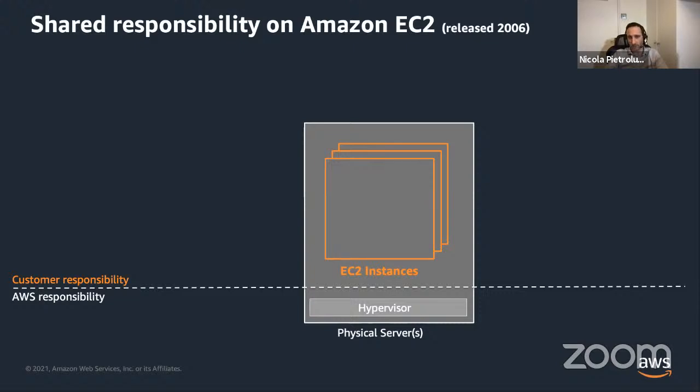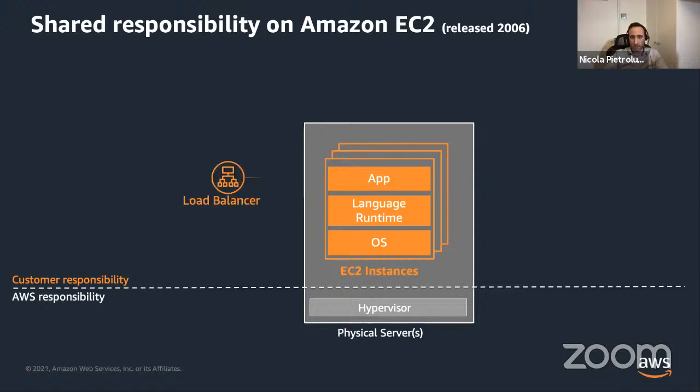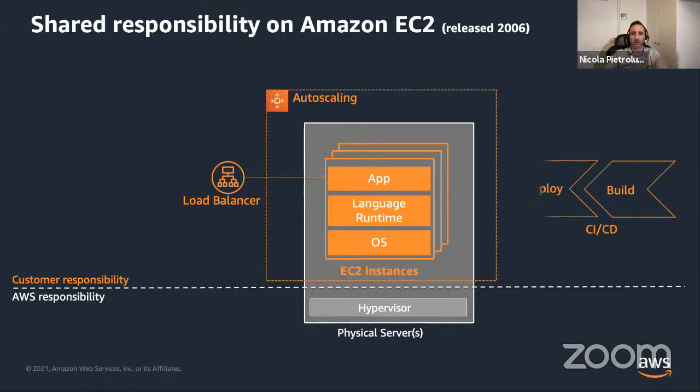which we call EC2 instances. And as the customer, you are responsible for maintaining all the software that runs within the EC2 instances, including the operating system and the language runtime. You're also responsible for hooking up the load balancer, the auto-scaling group, and the CI/CD pipeline around your EC2 instances.